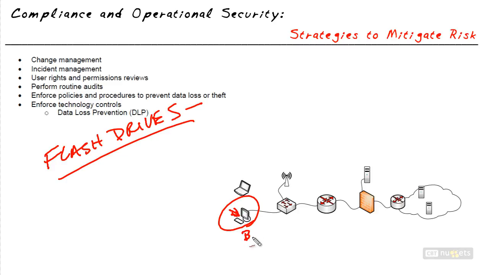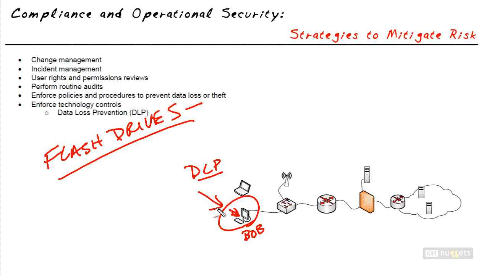For example, Bob. If Bob has sensitive information on his computer and his personal computer is all encrypted, the hard drive, what happens if he puts in a flash drive and then records information unencrypted on the flash drive? That flash drive is removed and taken who knows where. That's a security risk.